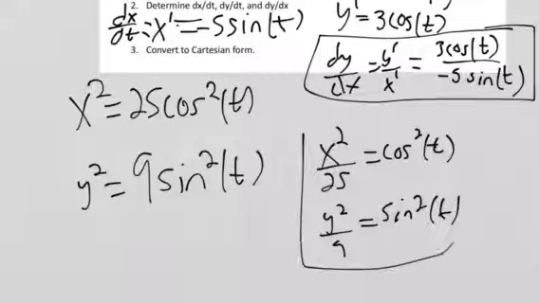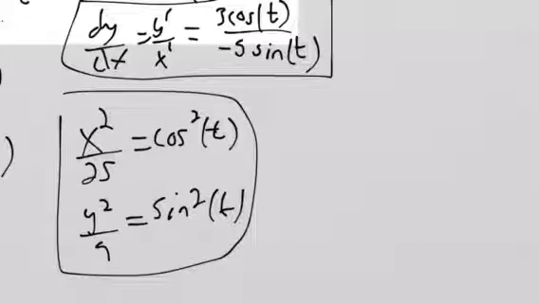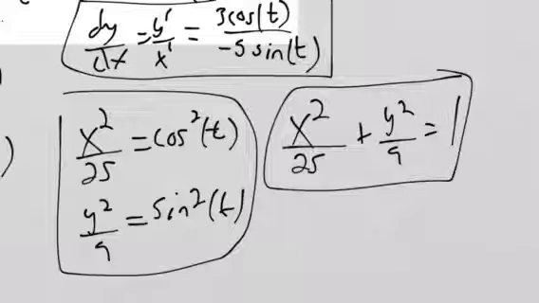Right? So now I have cosine squared and sine squared. My Pythagorean trig identity says that cosine squared plus sine squared equals 1. So cosine squared, x squared over 25, plus sine squared, y squared over 9, equals 1. And that is the Cartesian form of my curve.